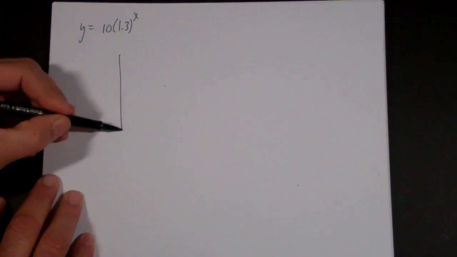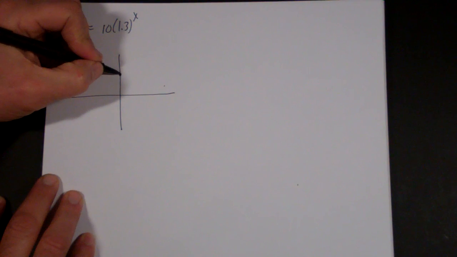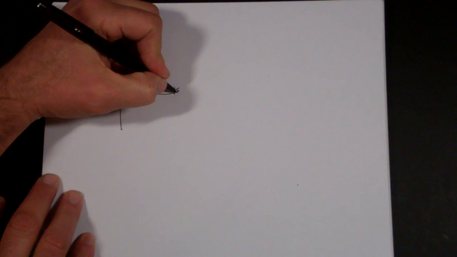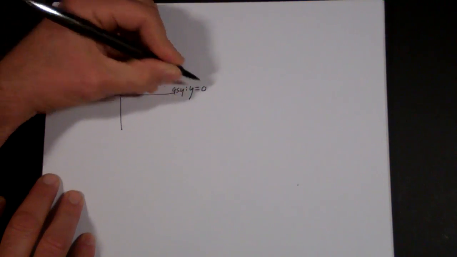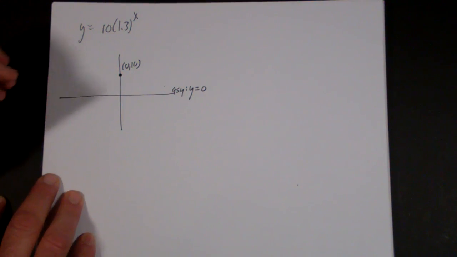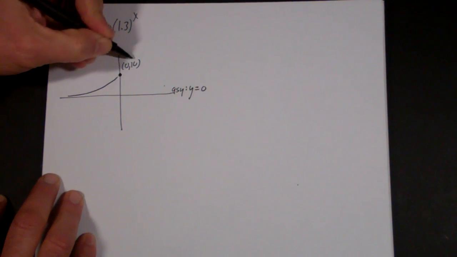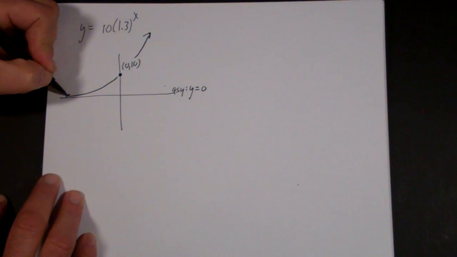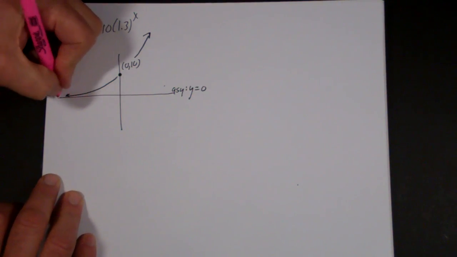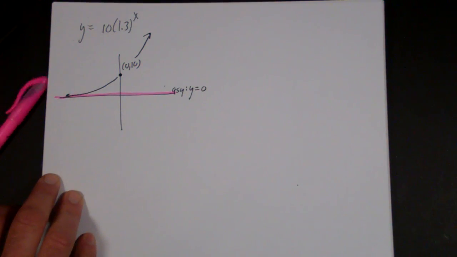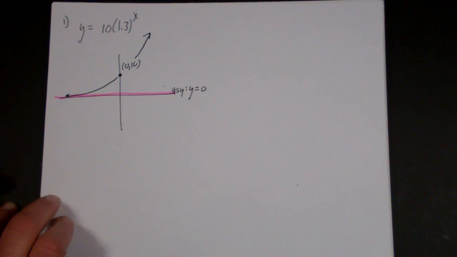So the first one is y equals 10 times 1.3 to the x. This is what I was looking for in an answer. The y-intercept is (0, 10). The asymptote is y equals 0. You should get that right because it's always y equals 0. This is exponential growth. So the basic form of the function is going to look like this. And generally I draw the asymptote as a pink line, though you don't have to. And that's problem number one. So just check your answer and see if you got it right.